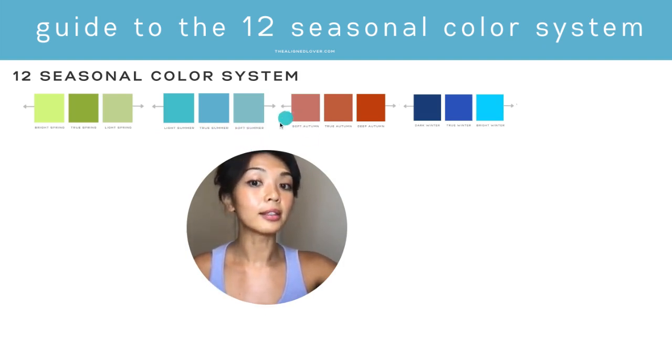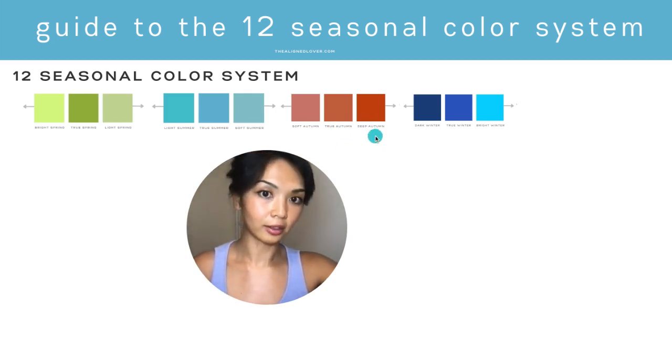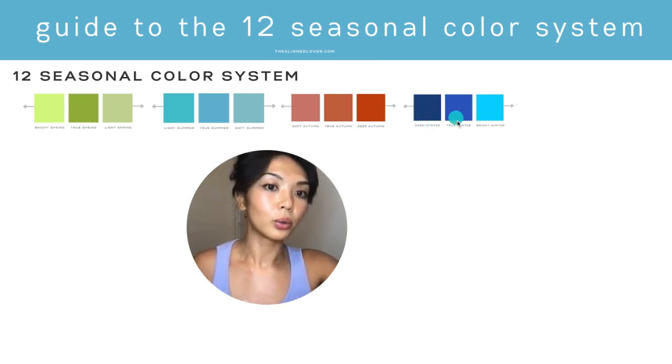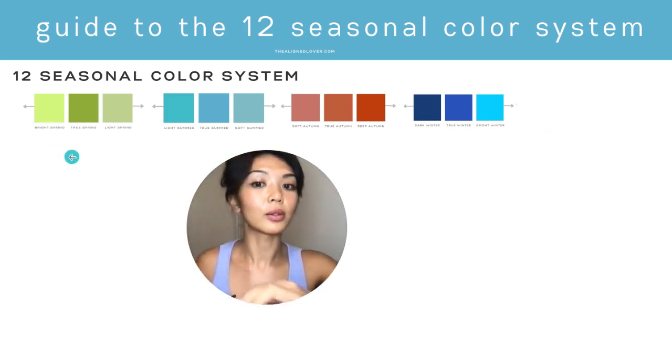Soft autumn is soft and warm. True autumn is warm and soft. Deep autumn is warm and dark, or dark and warm, sorry. And then we have dark winter, which is dark and cool. True winter, which is cool and dark. And bright winter, which is bright and cool. And then you go back to bright spring again, which is bright and warm. So again, there's that flow.